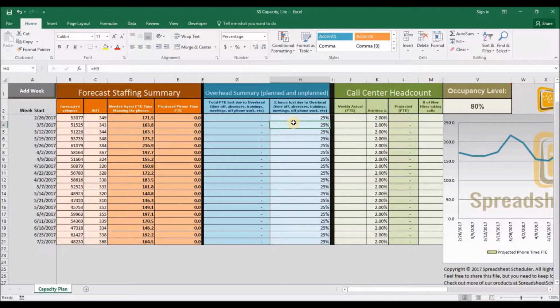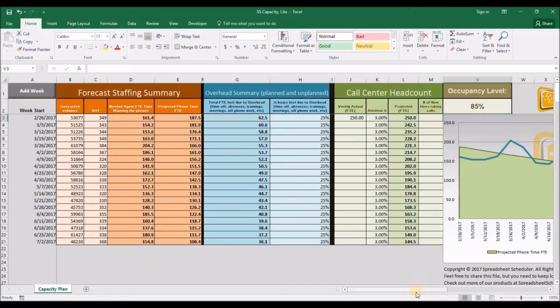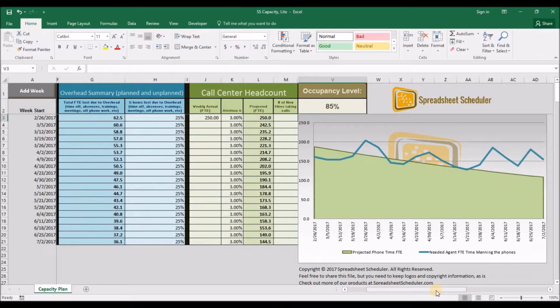You plug in your current full-time number of agents that you have, and based off of your current attrition rates and efficiency level, you see by week how much agent phone time you are expecting per week, which is the green block, and you compare it to how much agent phone time you're forecasting that you will need, the blue line. So weeks where the blue line is higher than the green line are weeks where you are understaffed.